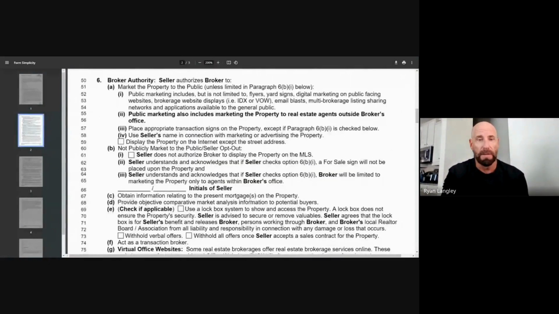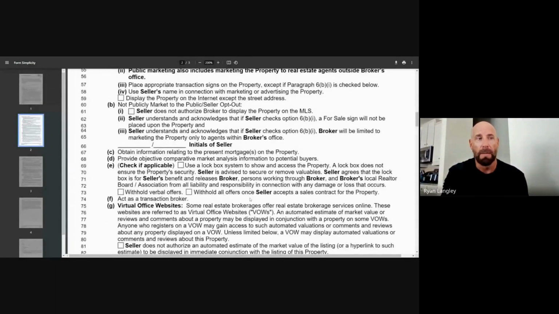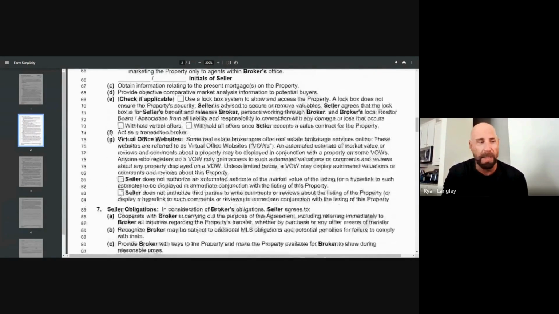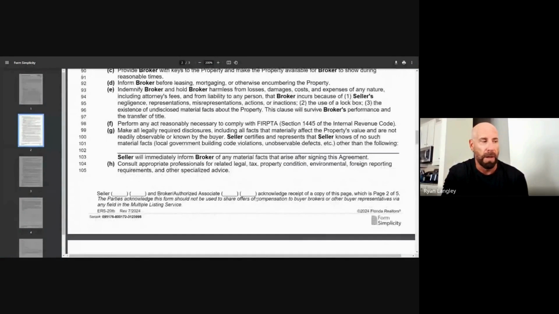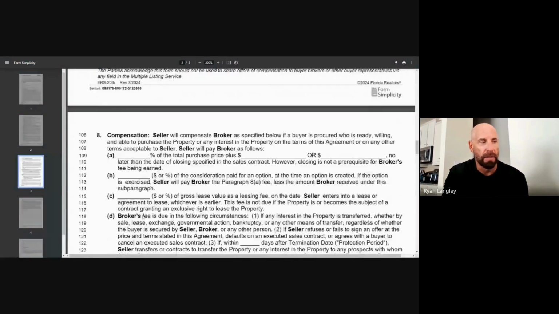I'm going to go to the compensation field. The only thing that's changed about this listing agreement. I'm also getting questions on where to find it. It is the only one available now on Form Simplicity for Transaction Broker. It has been updated. If you look at the bottom of the form on every page, it says revised 7/2024, which is July of 2024, last month. And it is TB Transaction Broker. So do use the ERS 20 TB Transaction Broker form. Exclusive right of sale transaction broker is what it's called.